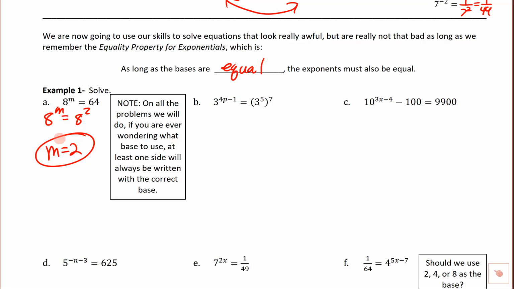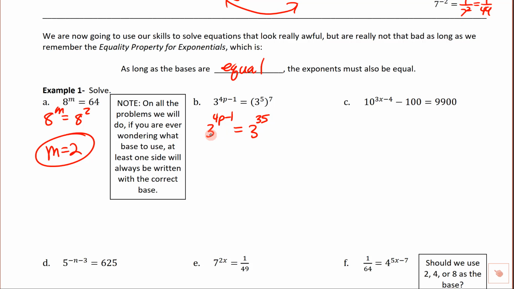Now, they're not all that easy, so I want you to notice that on this one we've got this ugly looking exponent on the 3. So this is 3 to the 4p minus 1, and then on the other side we've got 3 to the 5th to the 7th. Well, this is a power raised to a power, so again we multiply those, so this is going to be 3 to the 35th. My gosh, that is a really ugly exponent over here, and this is probably one of the bigger exponents I've seen. So here's what we want to worry about.